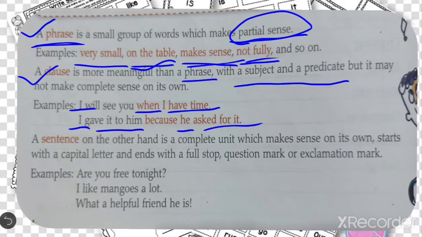If I say just, I will see you, it's not making complete sense. I have time, it's not making complete sense. It's a clause, but it's joined with when and because. Then we understand the full meaning.